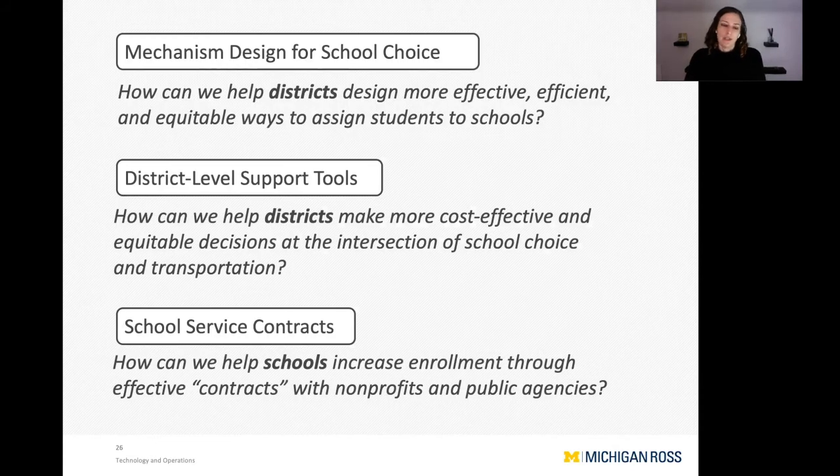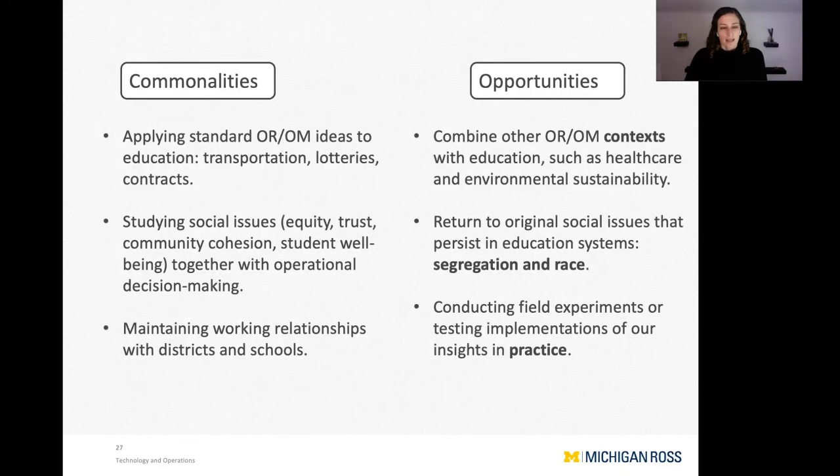And so overall, there were these three buckets of market research that has been done since these reforms have taken place: the mechanism design for school choice, district-level support tools, and school service contracts. These are emerging areas that have arisen because of these changes to competition, performance, and enrollment issues in districts and schools. And I wanted to end by talking about some commonalities amongst these three areas.